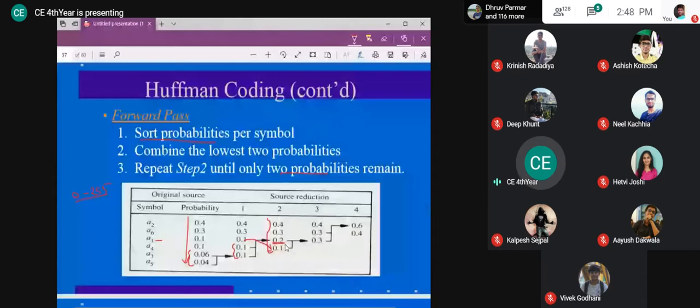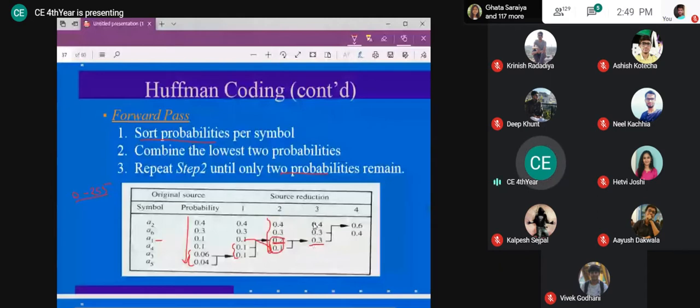What is the second step? I combine the last two lowest probabilities. The value is 0.6. If I write 0.6 here, it will not be in descending order, and hence I have to change the order here, and write it as 0.6 and 0.4. Now, are there only two probabilities? Yes, there are only two probabilities, so now I have to stop. In that way, we created a tree here.